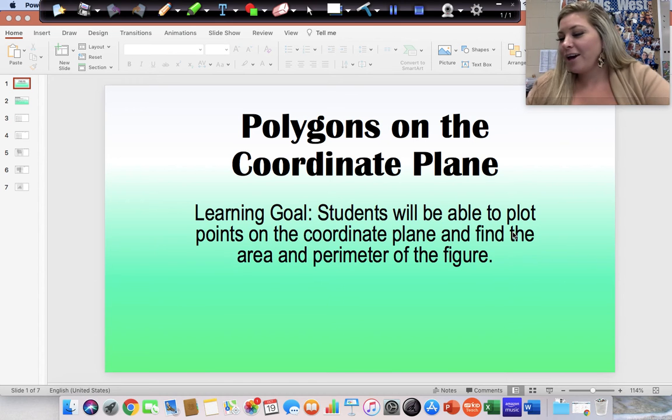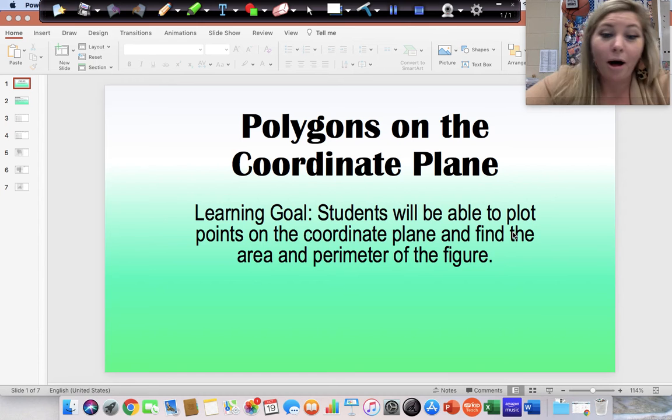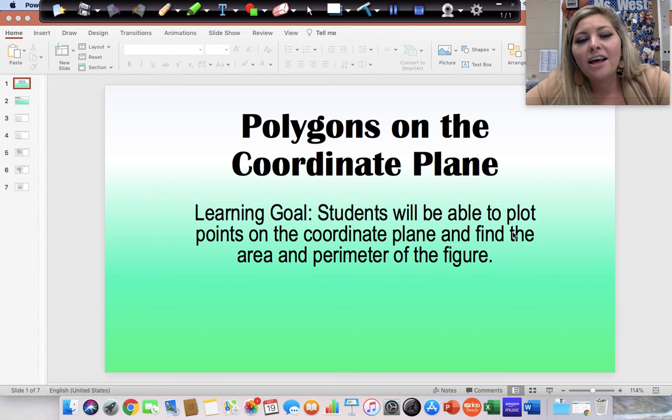Okay, so let's go ahead and get started. Today we are doing polygons on the coordinate plane. Our learning goal is that students will be able to plot points on the coordinate plane and find the area and perimeter of the figure. If you need to pause this video at any time to slow things down or write things down, please do so.